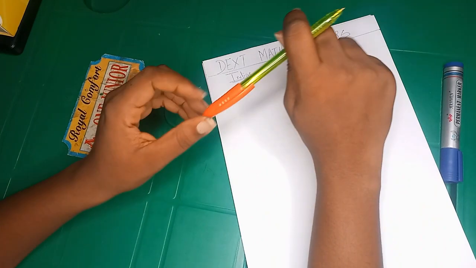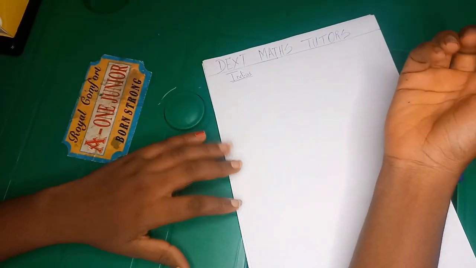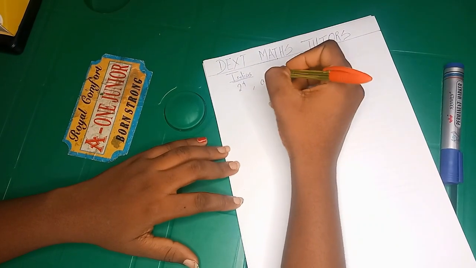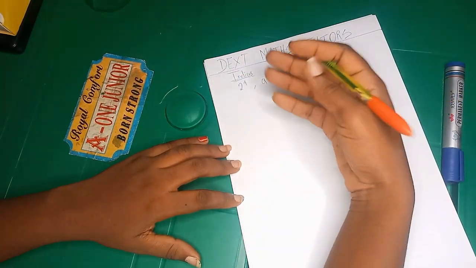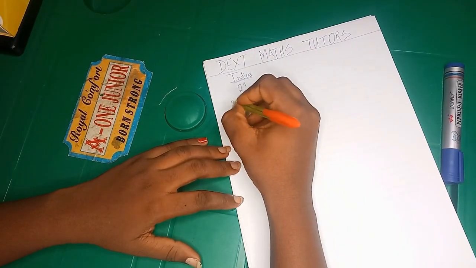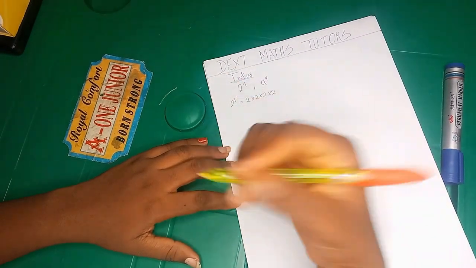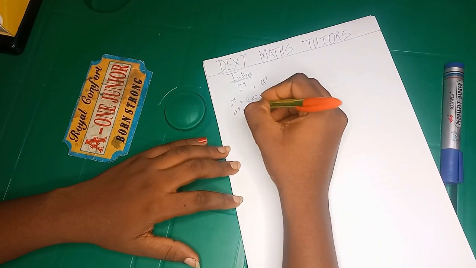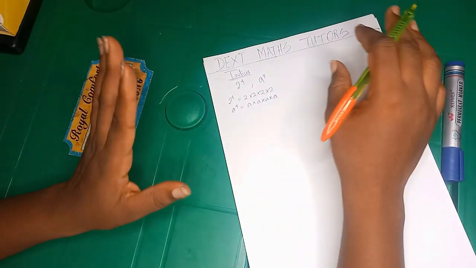Indices basically refers to the power of a number or a variable. For a number, I mean 2 raised to the power 4, or a variable, let's say a raised to the power 4. What this simply means is the number of times it has to multiply itself. Like this, 2 raised to the power 4 is the same thing as saying 2 times 2 times 2 times 2. So 2 is multiplying itself 4 times, same as a raised to the power 4, which equals a times a times a times a. This is the basis of indices.